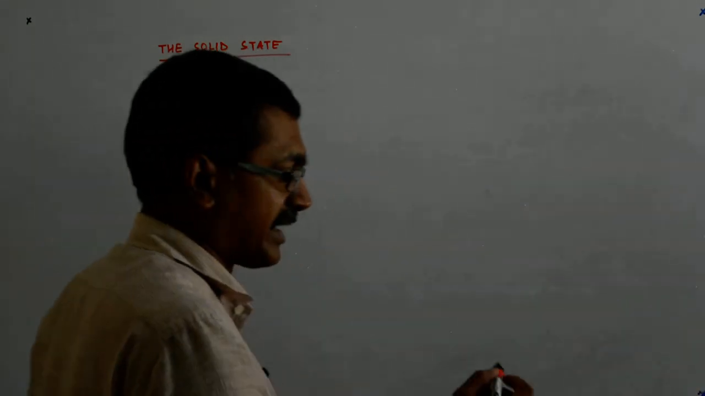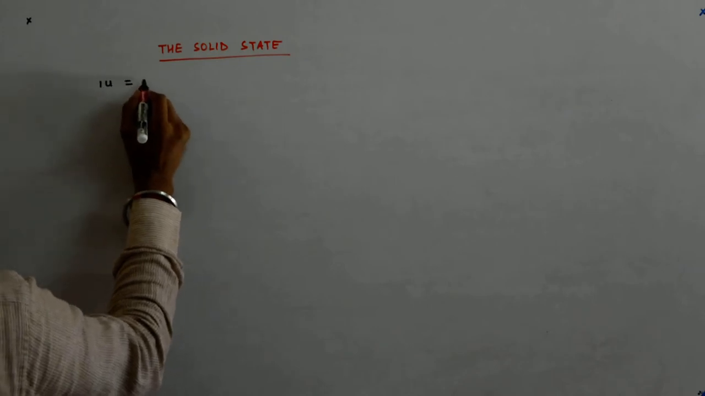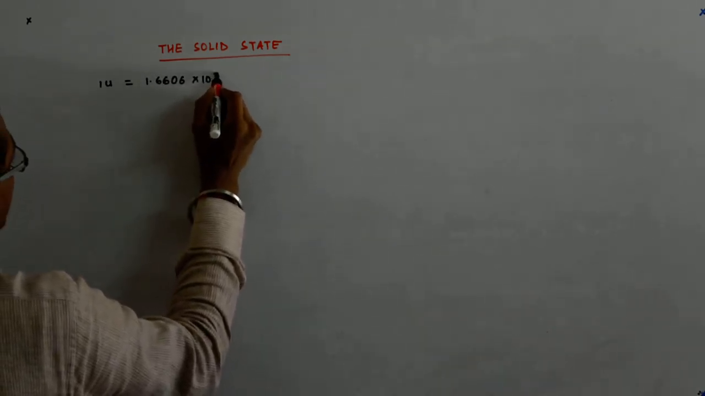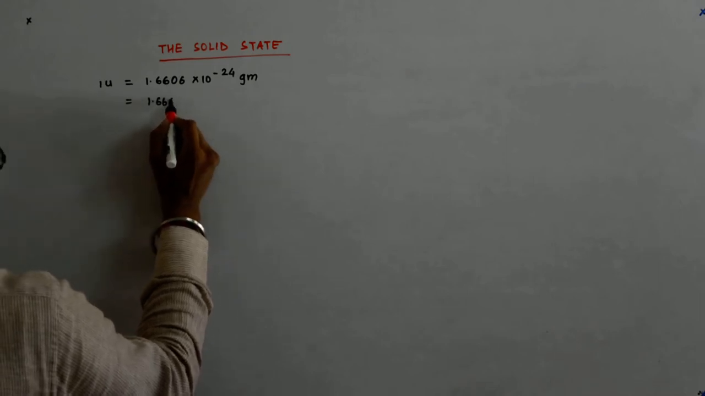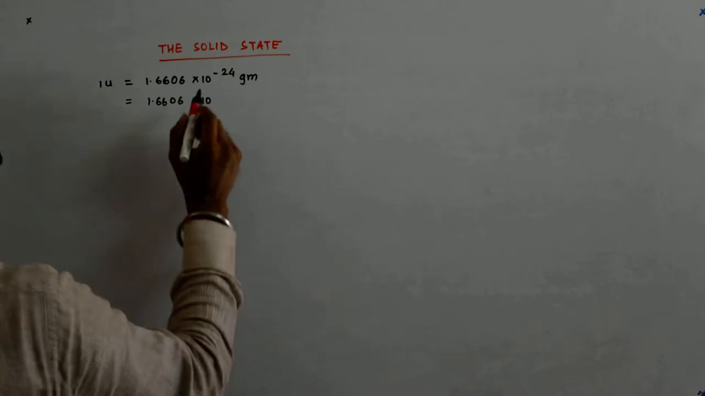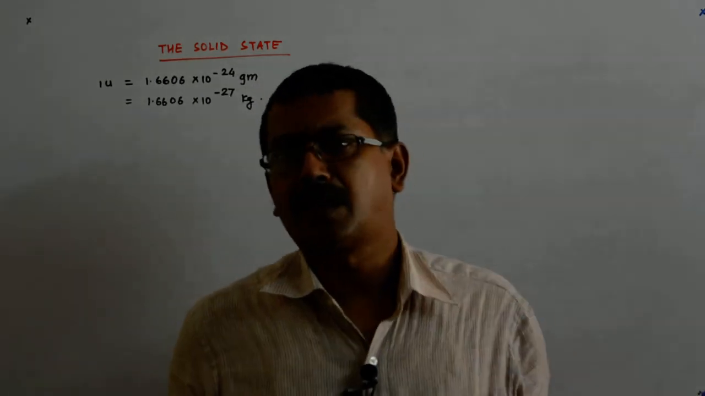Okay. So let us first understand the concept of a mole and how it actually comes from another fundamental constant, that is one atomic mass unit, which is now called unified mass. So we have 1 U is equal to 1.6606 into 10^-24 grams. In terms of kg, it will become 1.6606 into 10^-27 kilograms.